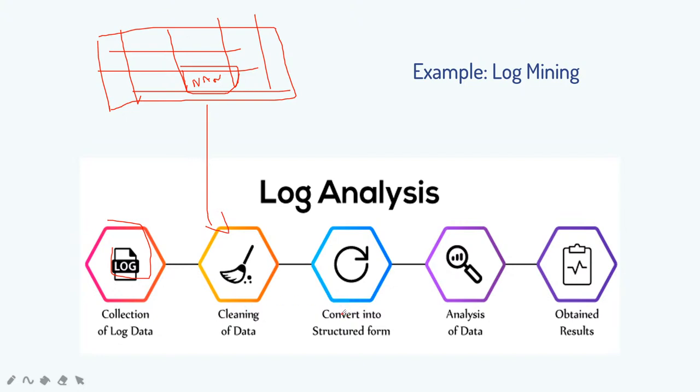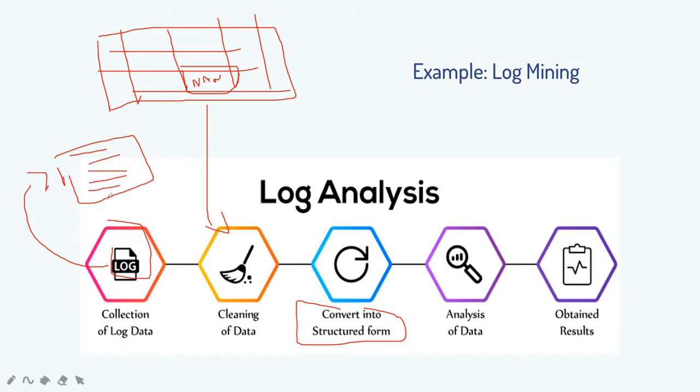After that, we convert it into a structured form. A log file is always in an unstructured form. It can be a combination of HTML files, object files or hierarchical files. If you take any data from an online website, it will be in the form of HTML tags. So we need to convert those HTML tags or any unwanted data into a data frame. Generally, if you have rows and columns, that is called a data frame.